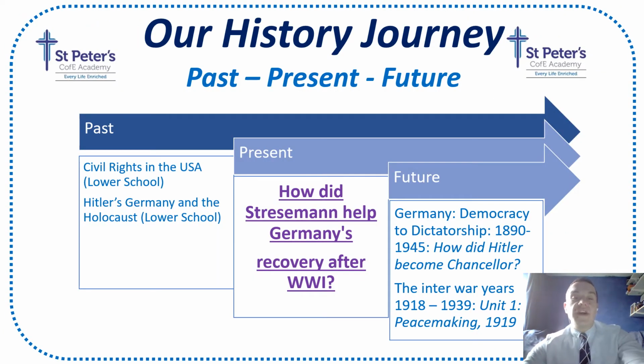What we're looking at today, as we've seen in our title, is how did Stresemann help Germany recover after World War One? Stresemann is the German Chancellor. He is our second most important person in Germany. As you can remember, we've had our hierarchy that shows us the structure of power, so you can use that to see where he would fit in.